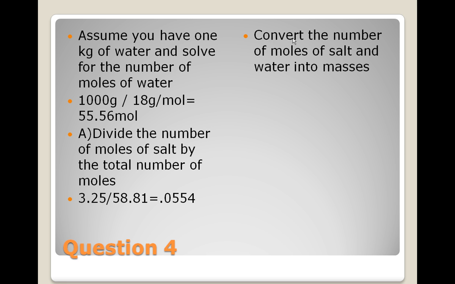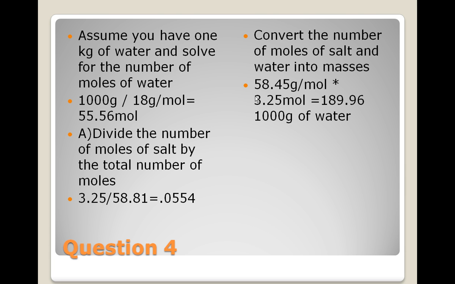So for part B, first you're going to have to convert the number of moles of salt and water into masses. So you have the moles of water and the moles of salt, and you take 58.45 grams per mole, which is the molar mass of the salt, and you multiply that by 3.25 moles, and you get 189.96. And you also know you already have 1,000 grams of water.